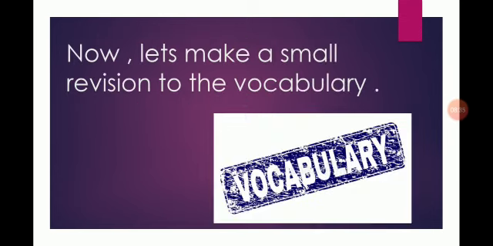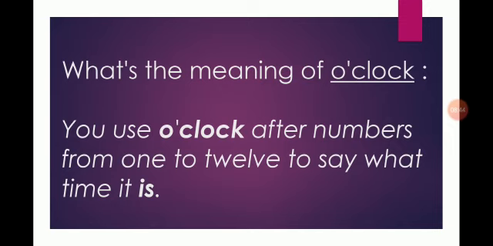Quarter to 4. So let's make a small revision to the vocabulary. What's the meaning of word o'clock? O'clock, that mean you use o'clock after numbers from 1 to 12 to say what time it is. نستخدمها use it from the numbers from 1 to 12 لنحكي قد ايش الساعة. Whatever the numbers, that mean في تمام الساعة. O'clock, that mean في تمام الساعة. It's 2 o'clock, it's 9 o'clock, it's 11 o'clock, it's 12 o'clock. So that mean في تمام الساعة.